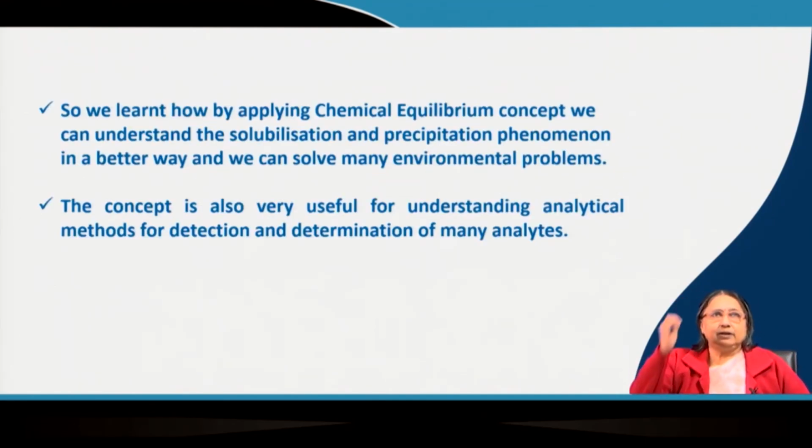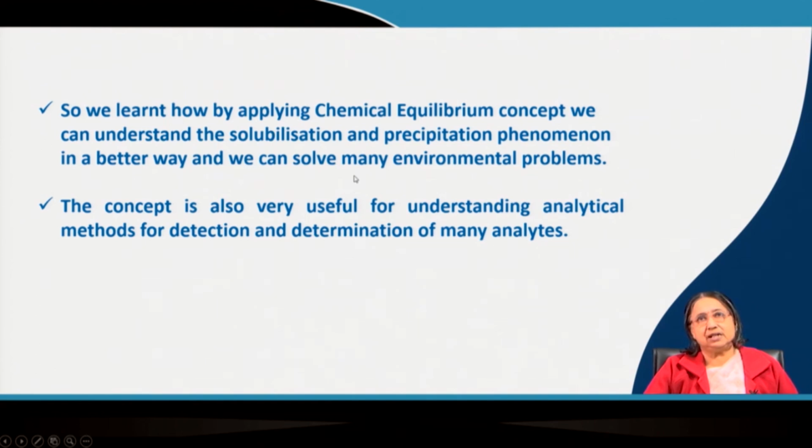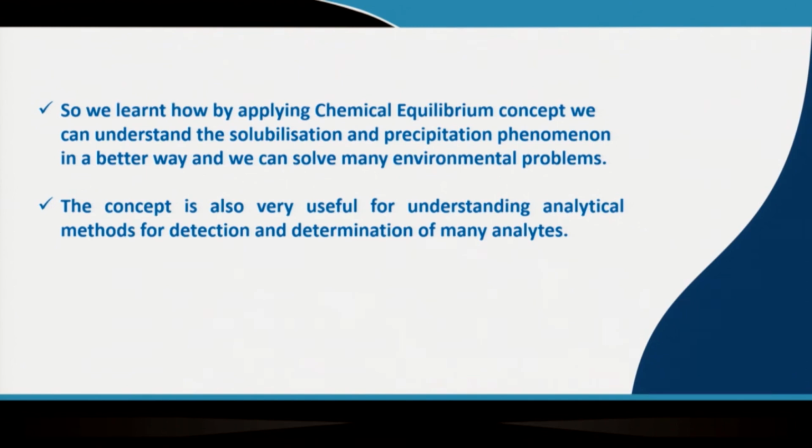So, from the discussion on chemical equilibrium, we have learnt many things. We learnt how to apply the chemical equilibrium concept to understand solubilization and precipitation phenomena in a better way, and we can solve many environmental problems. The concept is also very useful to understand the analytical methods for detection and determination of many analytes. Chemical equilibrium is a very important chapter.